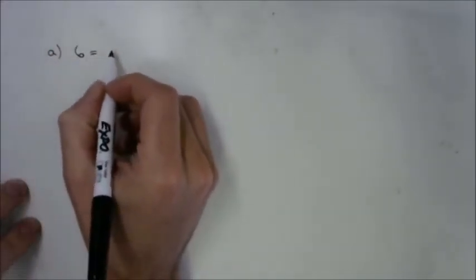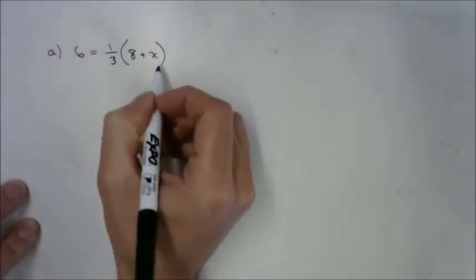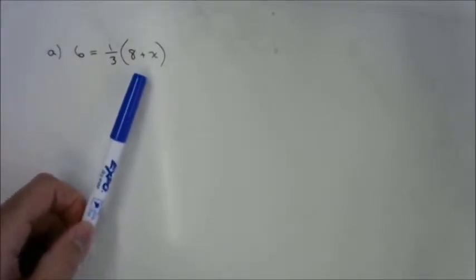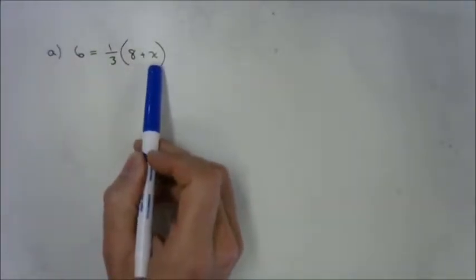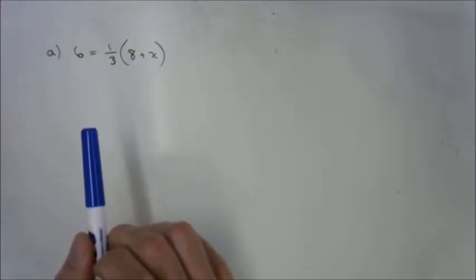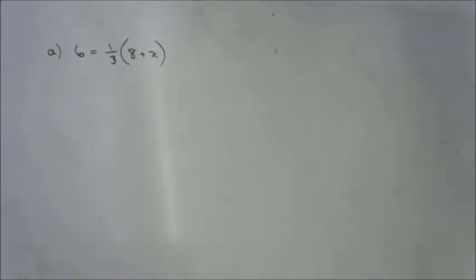Example 1, solving equations involving one fraction, okay? A, 6 equals 1/3 of 8 plus x. Okay, so I'm looking at this problem. I'm thinking, what can I do? I can't group the terms together inside the brackets. I have a constant and a variable term. Can't do that. We know that we could apply the distributive property, right? I could multiply this by 1/3 and this by 1/3. That's a good strategy. You will be able to work that out and get the right answer, but you'll be working with fractions all the way down.